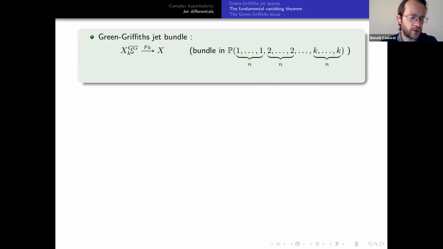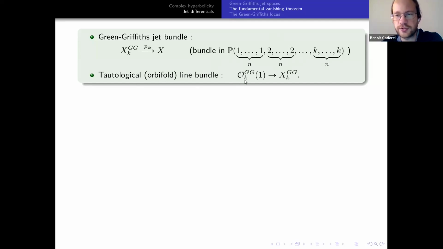So you have different ways of considering it. You may want to look at it as an orbifold or a stack, or simply a bundle in singular weighted projective spaces. But in any case, on that space, since it is formed using a projectivization technique, it admits a tautological line bundle, which I will denote like that: O(1) of X_k^{GG}, the Green-Griffiths jet bundle. GG for Green-Griffiths, of course.